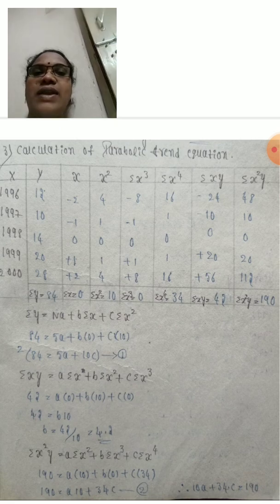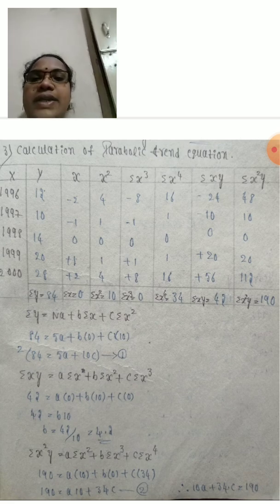Sigma x square y. X square into y: 12 into 4 is 48, 10 into 1 is 10, 14 into 0 is 0, 20 into 1 is 20, 28 into 4 is 112. The total of sigma x square y is 190.